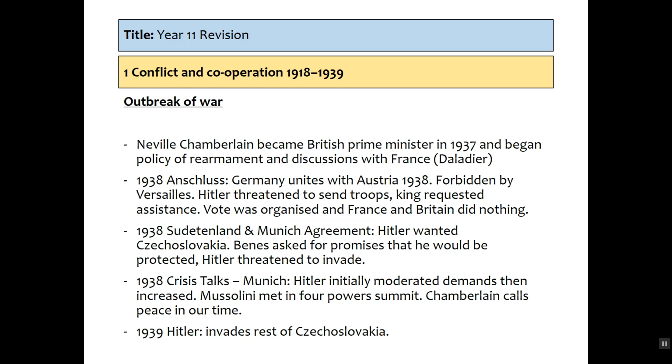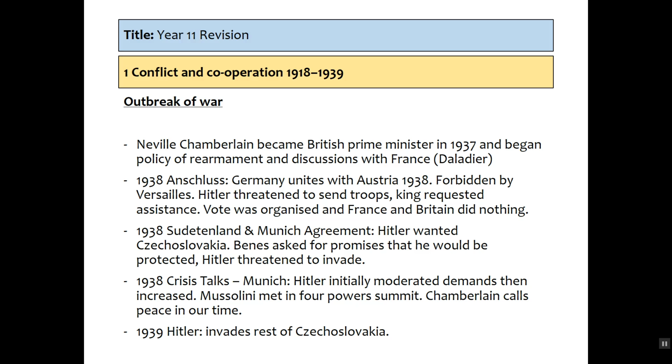Now, the Sudetenland and the Munich Agreement in 1938, Hitler wants Czechoslovakia. The Prime Minister Beneš asks for promises that he would be protected. Hitler threatens to invade, and it leads to crisis talks in Munich. Hitler initially moderated his demands. He said that, yep, we can reduce what we demand down. Mussolini is invited, and now it's the Four Powers Summit. Chamberlain returns victorious and says that we have peace in our time, that he has achieved something with Mr. Hitler, and that there is an agreement and an accord that nothing will happen.